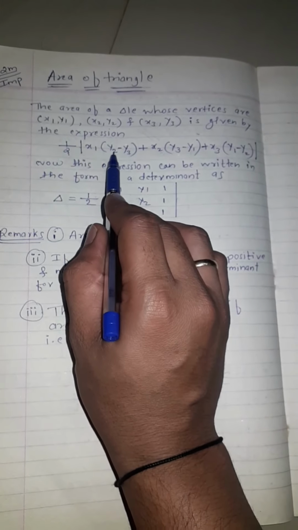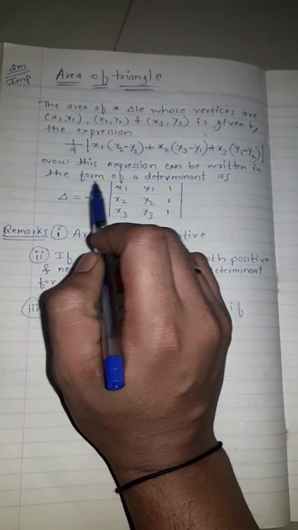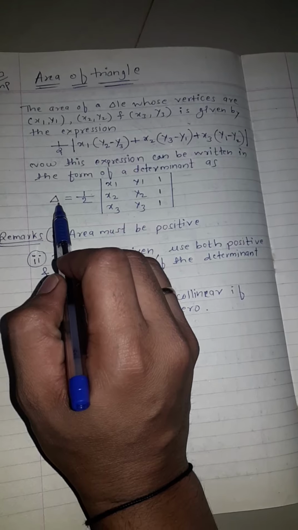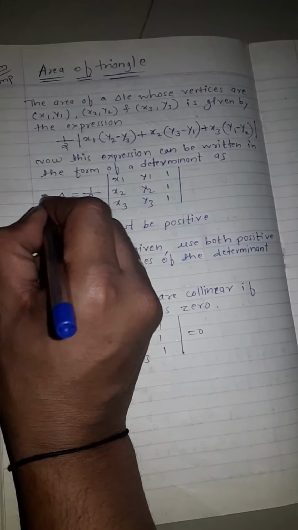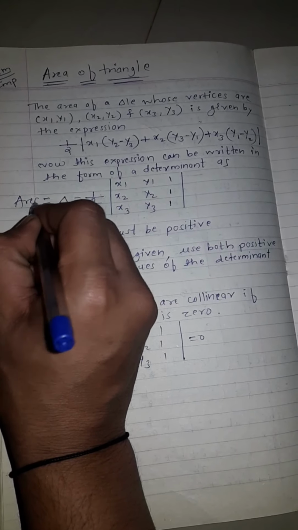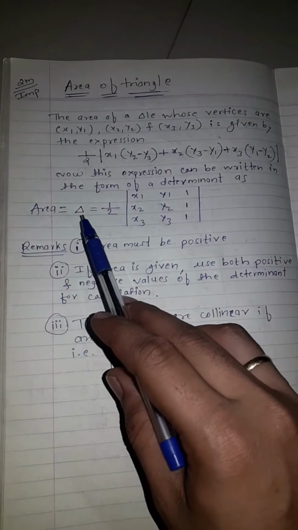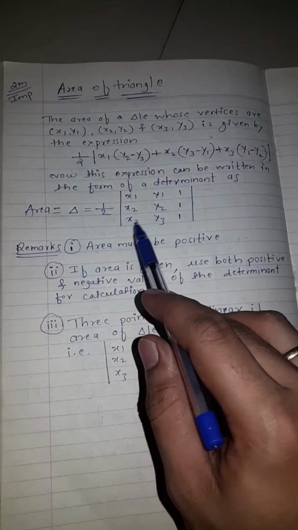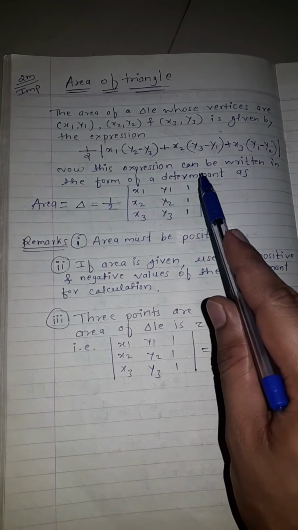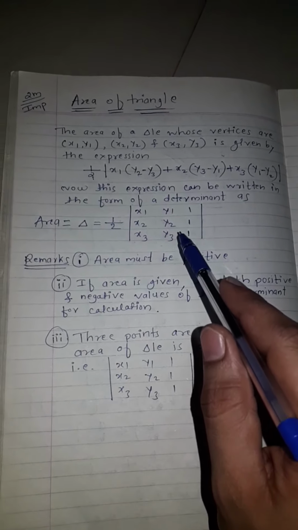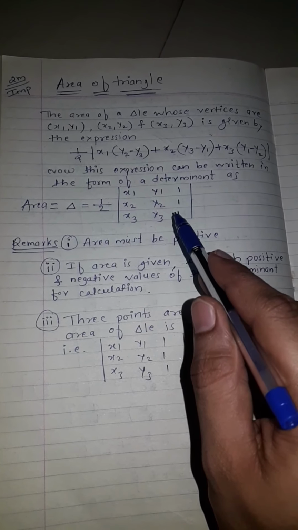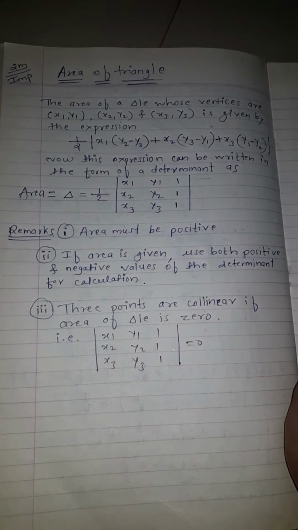Now this expression can be written in the form of a determinant, that is delta equals area. So area is equal to half into determinant of x1 x2 x3, y1 y2 y3, 1 1 1. This is the formula we have to use to calculate the area of a triangle. This is very important for 2 marks.